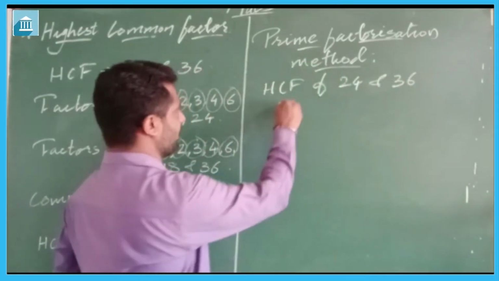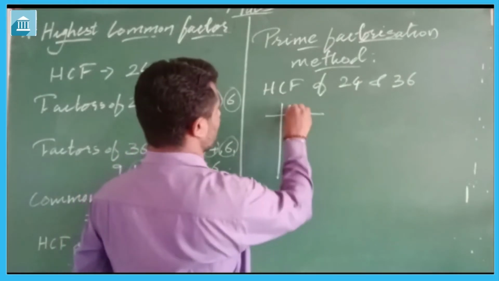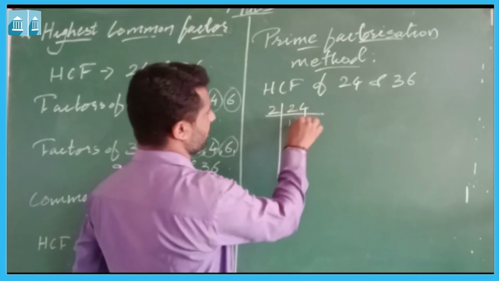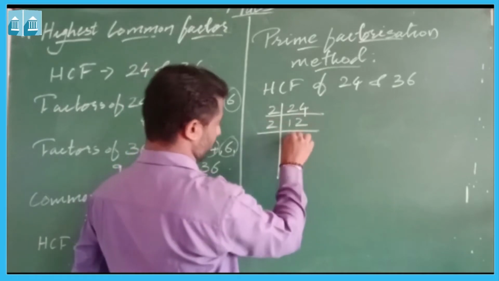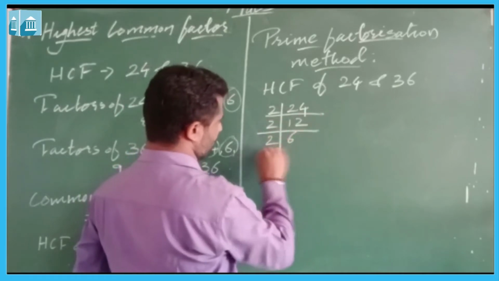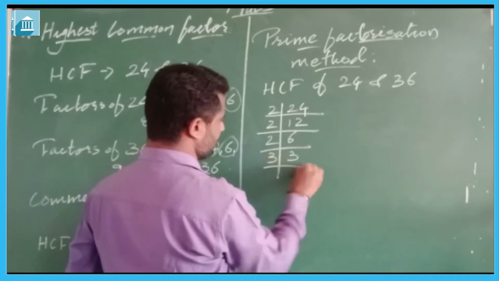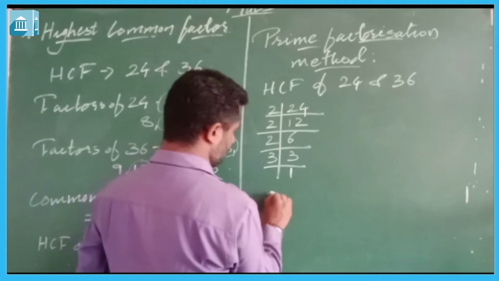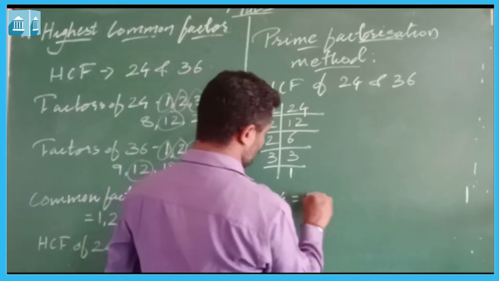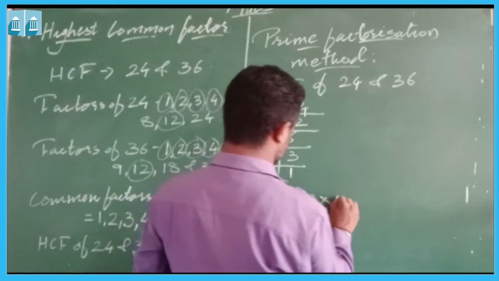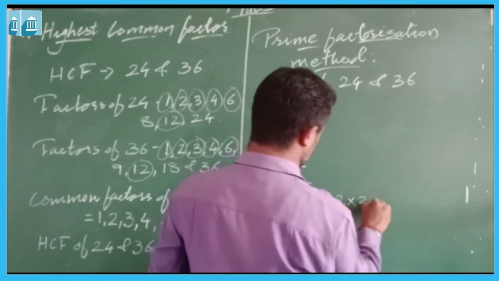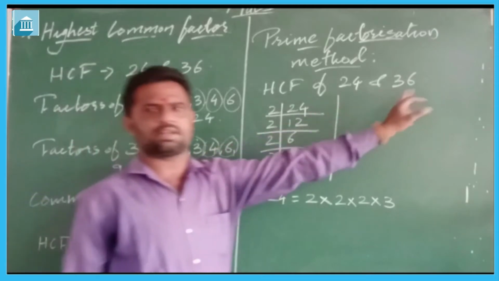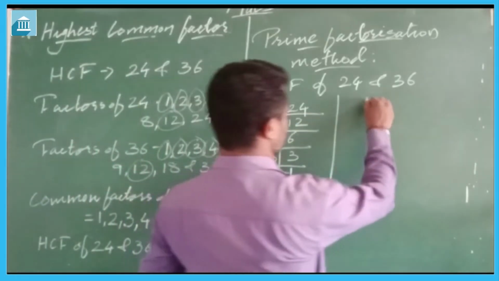First we will find the prime factorization of 24: 2 into 12, again 2 into 6, again 2 into 3, 3 into 1. So the prime factorization of 24 is 2 into 2 into 2 into 3. Now let us see the prime factorization of 36.